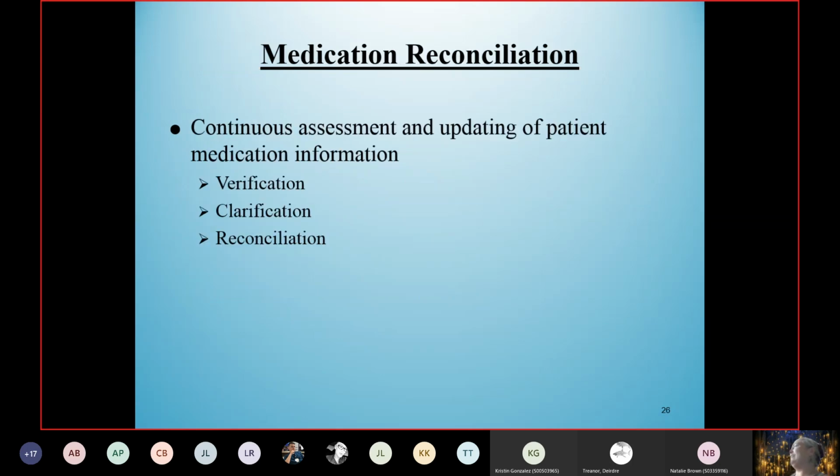So when you're reconciling an order, you're going to continually assess and update medication. So verification is making sure you've looked at the patient's medication information with a focus on the medications they're currently using. Clarification, so make sure you've got the right information, the right med, and the right dose. And then reconcile, investigate any discrepancy or changes if needed.